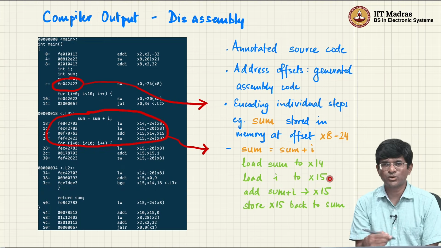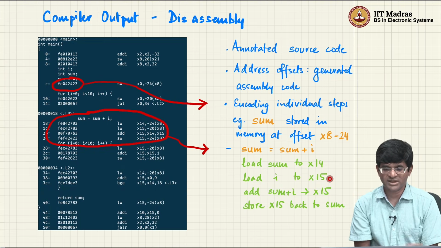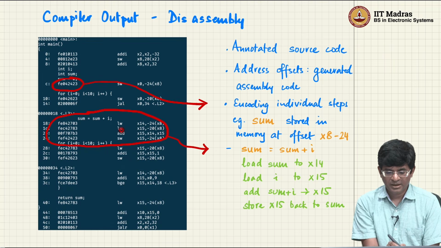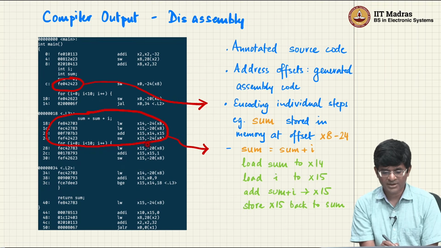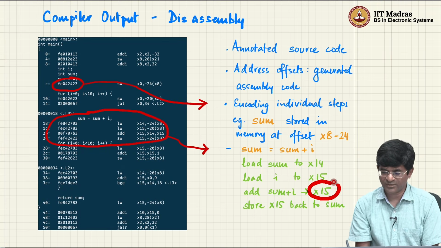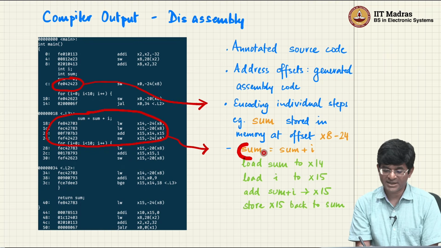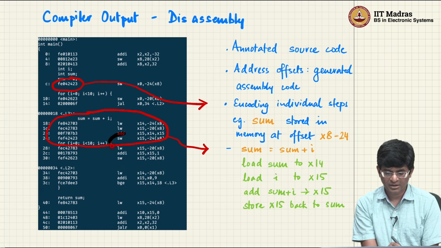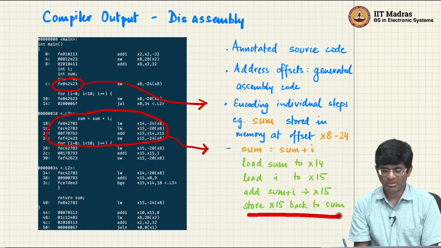What is I? That's used to keep track of how many times you have run through this. It turns out that was also given a memory location to be stored in this case, right. And then add, of course, we expect sum plus I. So I add the two together, x14 and x15, and the result goes back into x15. And finally I need to update that, sum is equal to sum plus I. So I take whatever was in x15 and do a store back into the location where sum was.